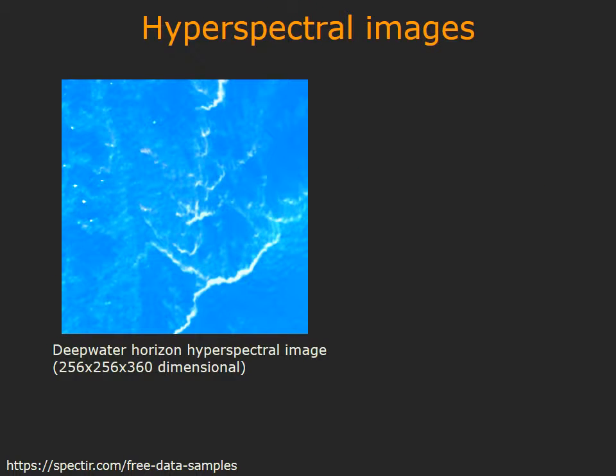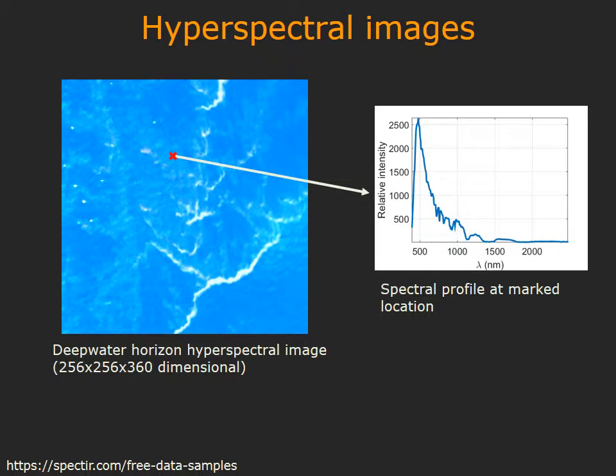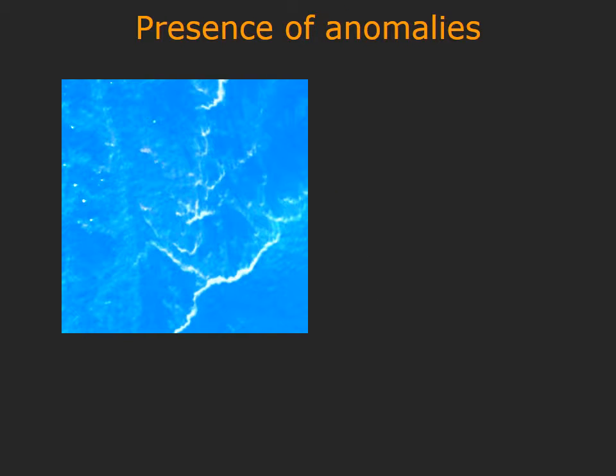Hyperspectral images measure intensity of light as a function of space and wavelength. The availability of spectral profile at each spatial location is used in identification of various materials in a scene. An important application of hyperspectral images is to identify anomalous materials in the scene, which have spectral profiles very different from the background.